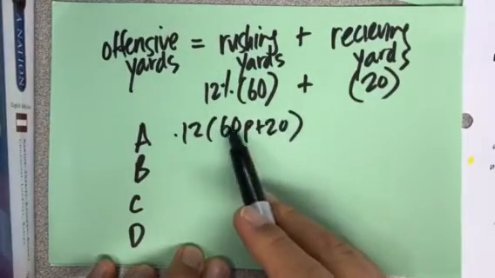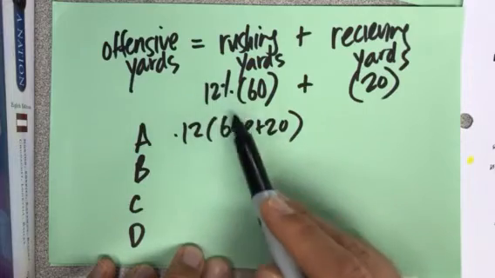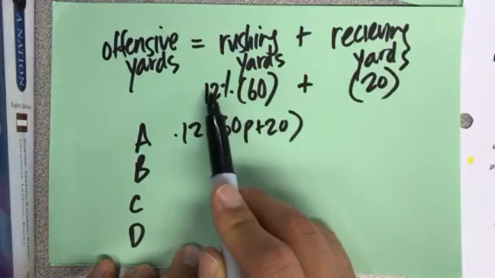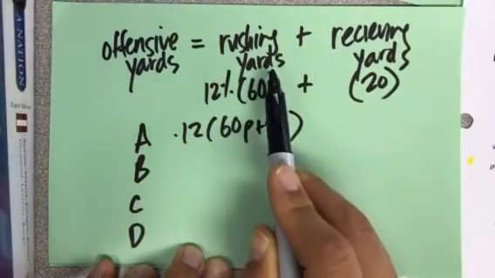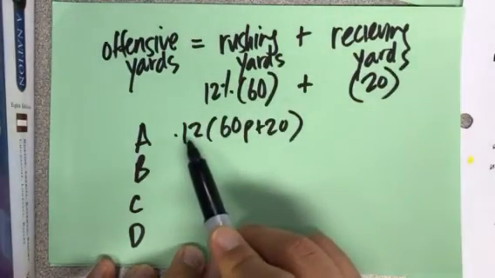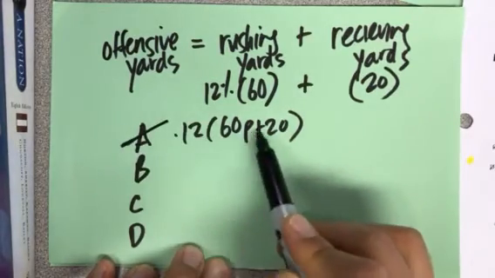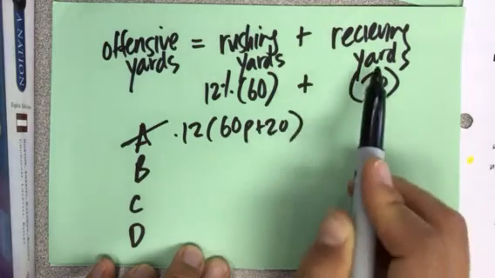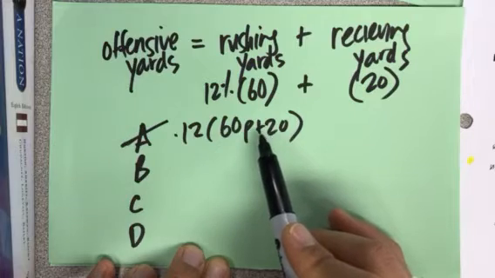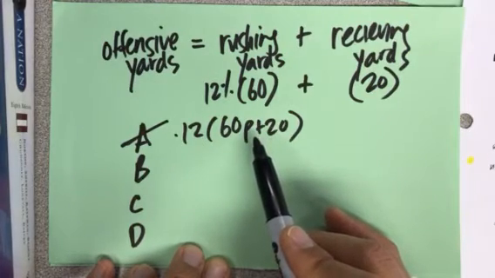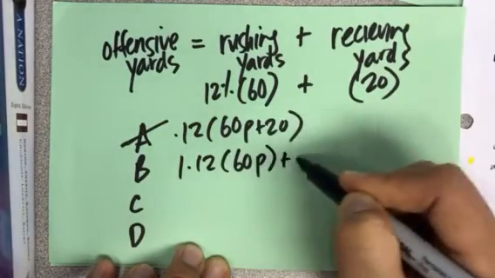Yeah, he got 60 here and 20 there, but does it say that all of it gets added together, then gets multiplied by 12% greater? No, it says only the rushing yards. So if you look at this one, even though this percentage is wrong, you could eliminate this one because it adds in the 20. Nobody mentioned the receiving yards getting added in there. Okay, and then if you look at the next one, it says 1.12 times 60p plus 20.